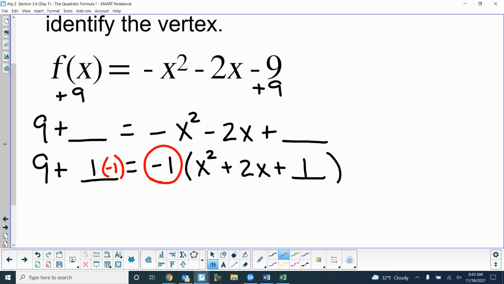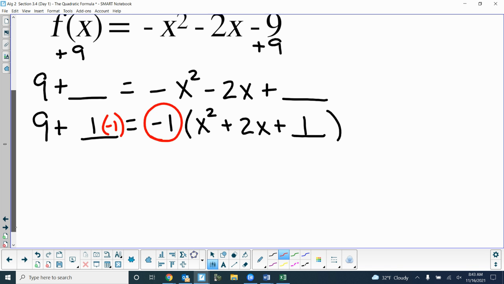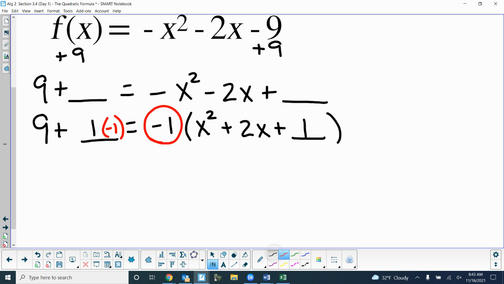So now I can write it in factored form because I completed the square here. So I got the negative 1 out front. The square root of x squared is x. The sign in front of the 2 is a plus. The square root of 1 is 1. And then we square it. What's on the other side right now? What's 9 plus 1 times negative 1? 8, right? Because 1 times negative 1 is negative 1, right? So it's 9 plus negative 1, which is 8.